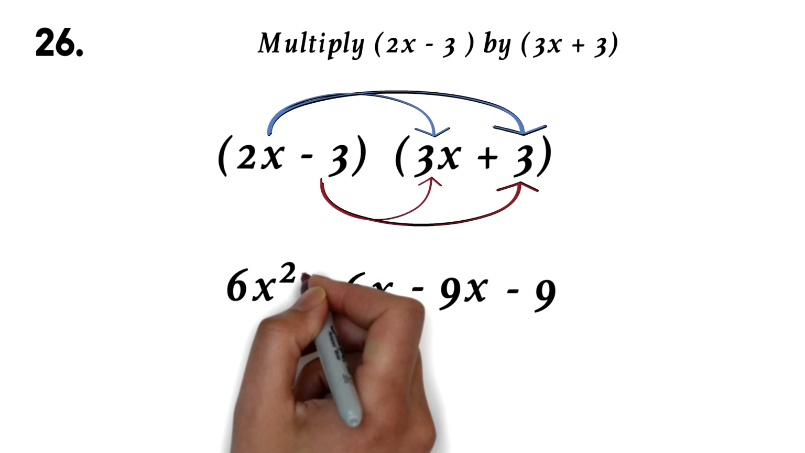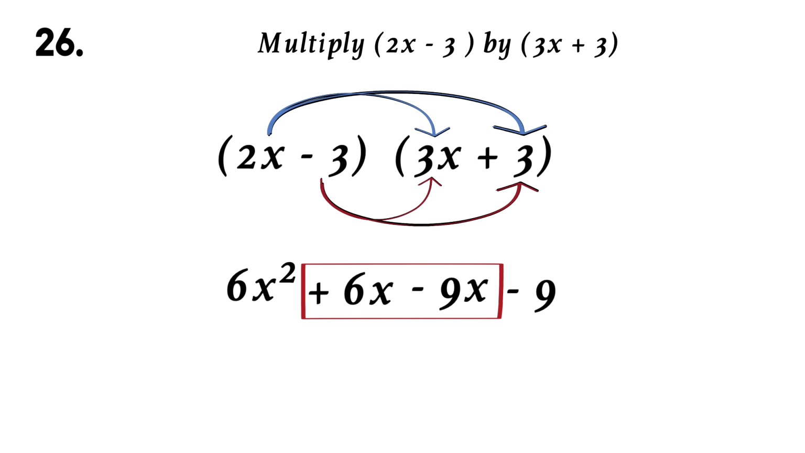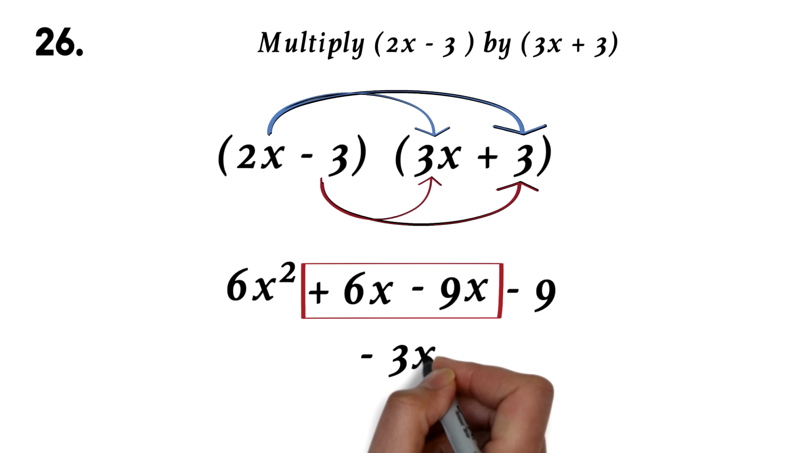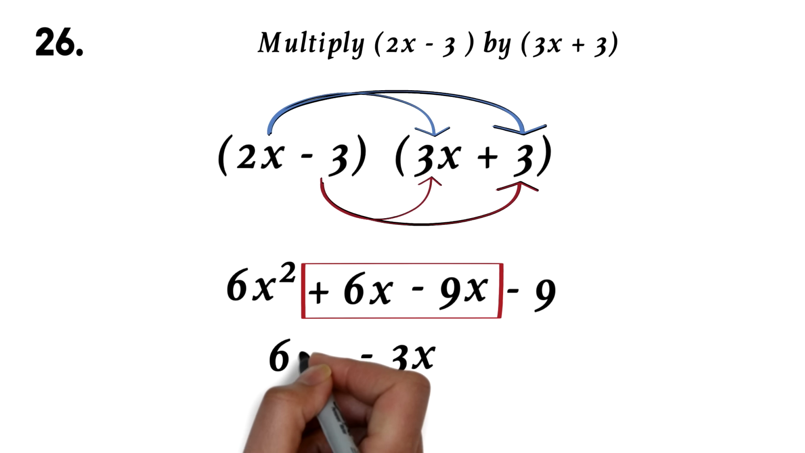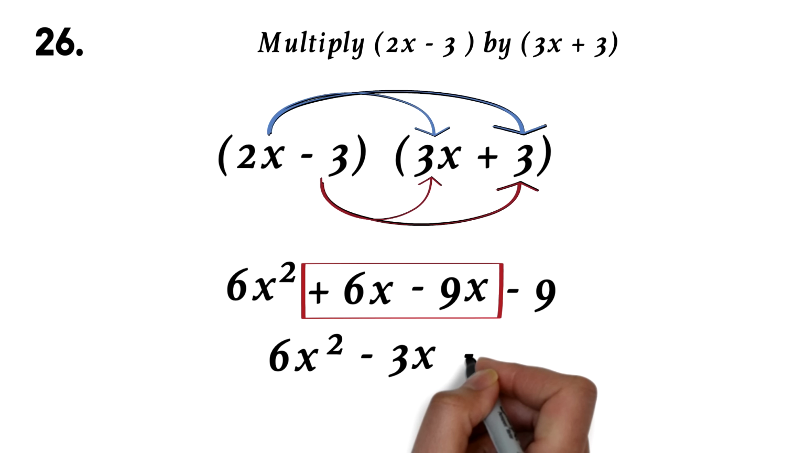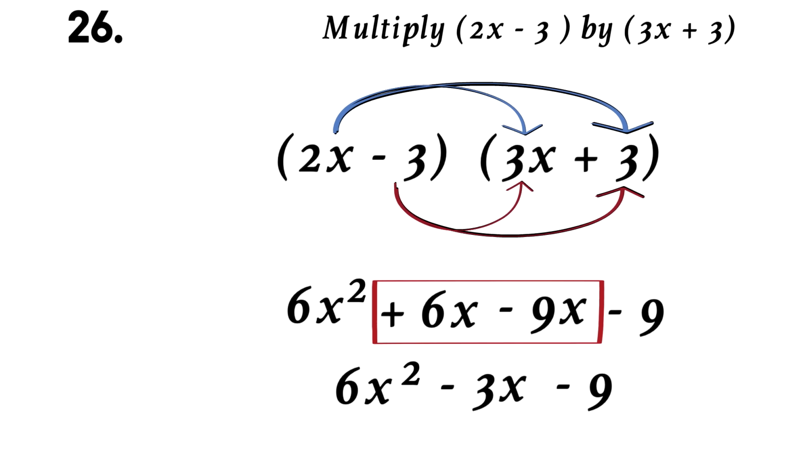Next, we can add like terms. 6x minus 9x will give us negative 3x. So our final answer will be 6x squared minus 3x minus 9.